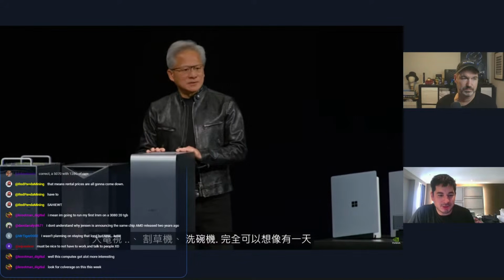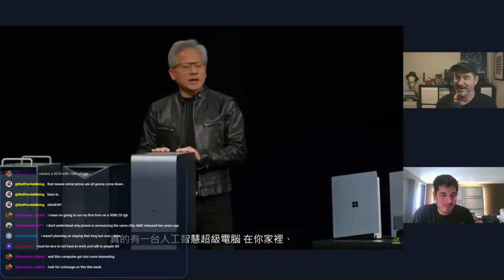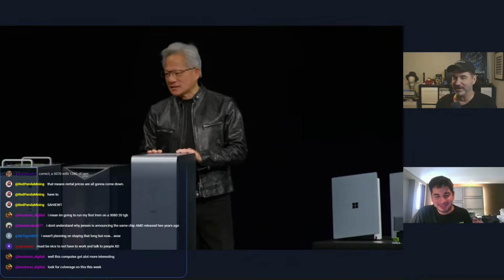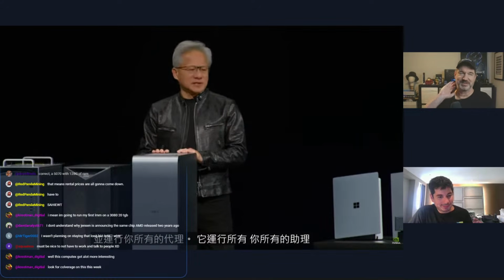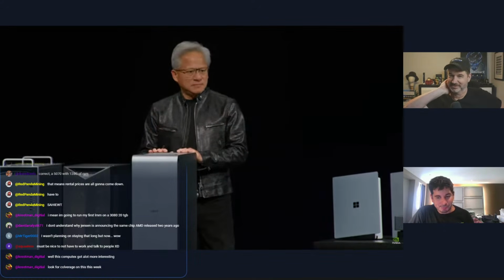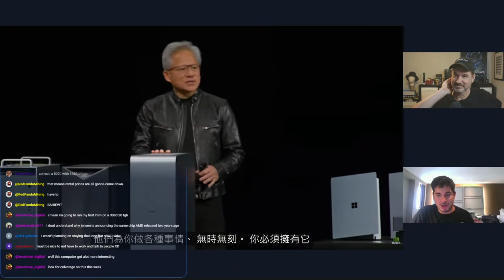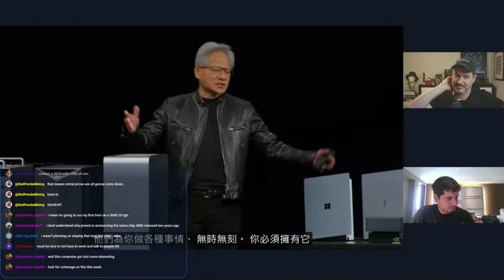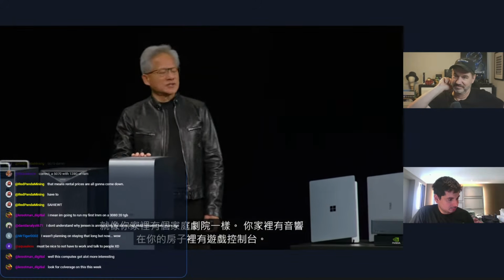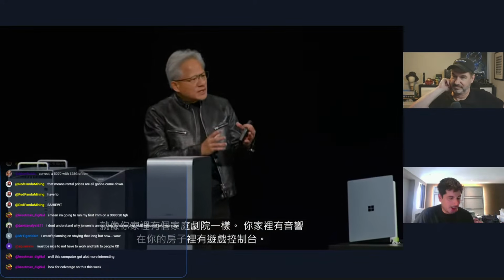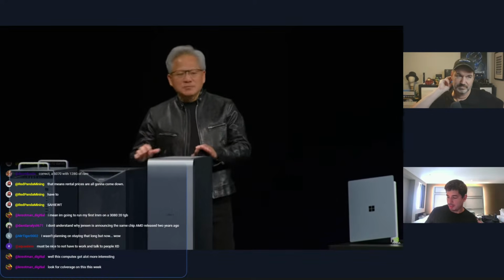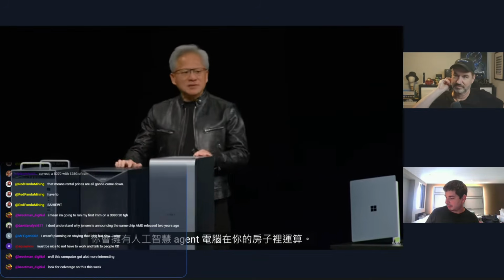AI lawnmowers. And it's running all of your agents. It's running all of your assistants. You might have it in your house, just like you have a home theater in your house, you have stereos in your house, you have game consoles in your house. You would have AI computers running in your house.